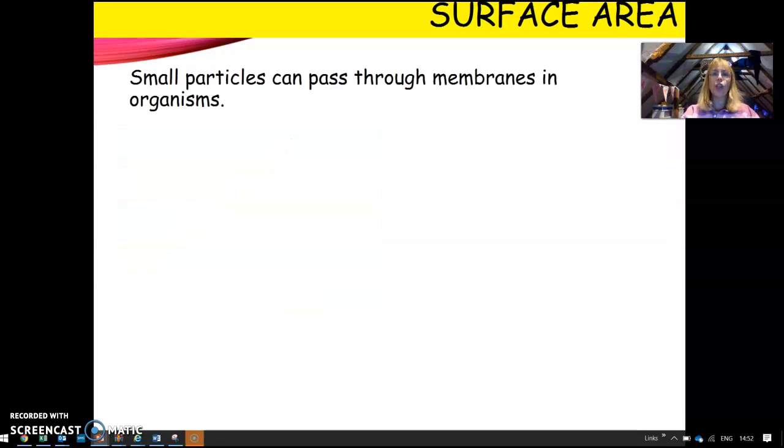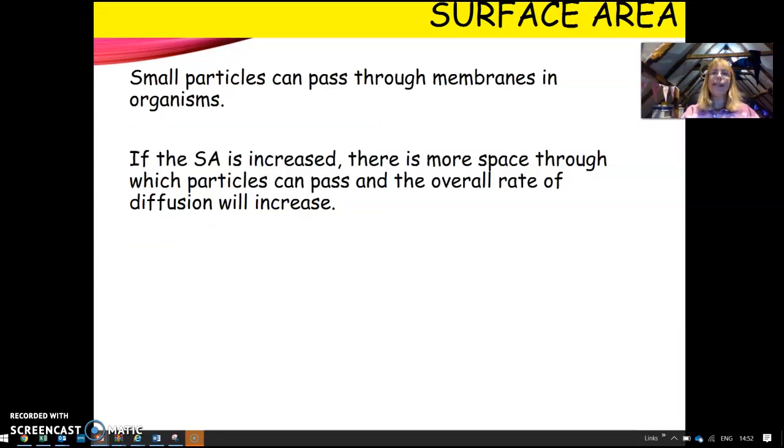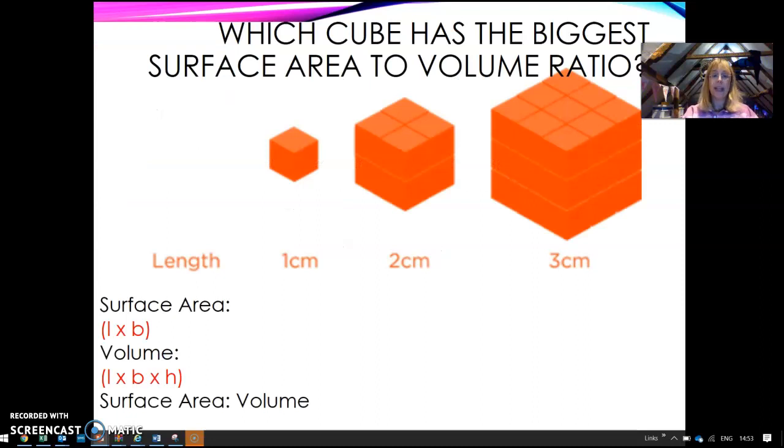Okay, let's just talk about surface area for a moment, because remember we said that anytime we have folds like in the alveoli, we're increasing the surface area for diffusion. So it's going to speed things up. So if I have a bigger surface area, I'm going to have a faster rate of diffusion. Smaller surface area, smaller rate of diffusion.